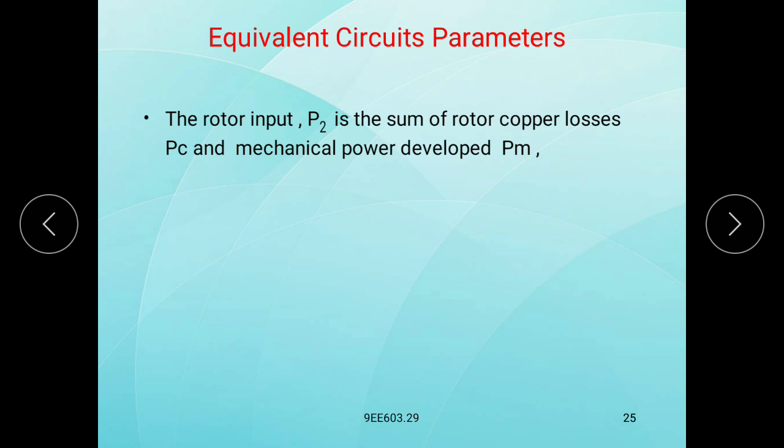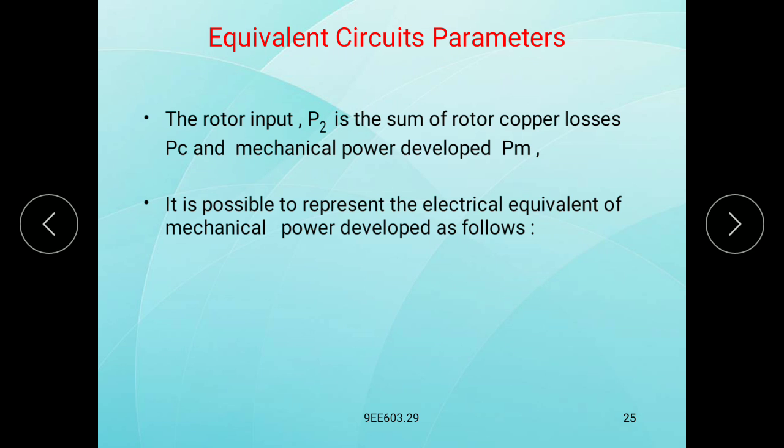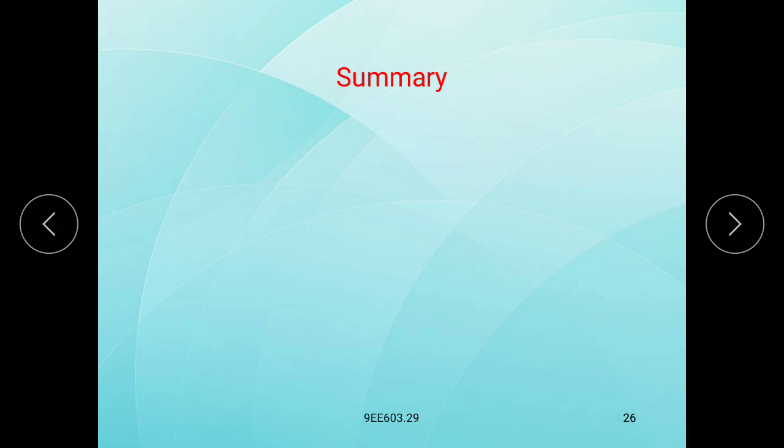Now the rotor input P2 is the sum of the rotor copper losses Pc and the mechanical power developed Pm. It is possible to represent the electrical equivalent of the mechanical power developed as follows, that is, P2 is equal to Pc plus Pm.